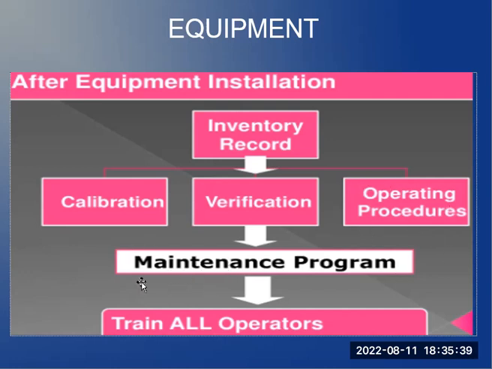Then maintenance program. There should be an established maintenance program like your daily cleaning, the calibration, the yearly maintenance, and the engineer visit. It's either yearly, quarterly, or after 3 months. So there should be a regular visit with the engineer even without a breakdown of the machine.